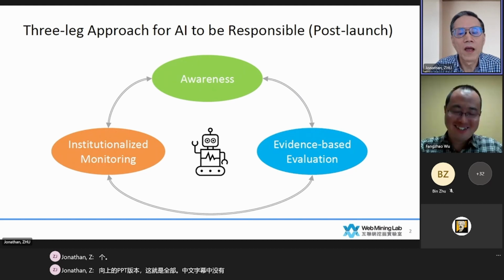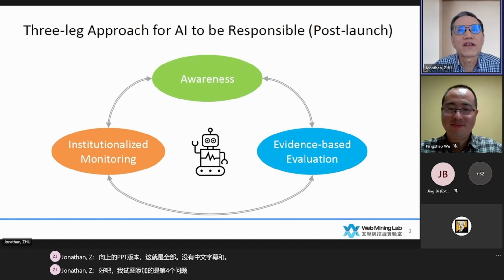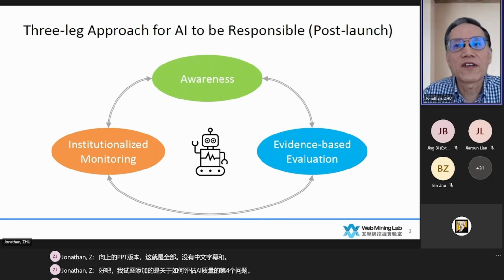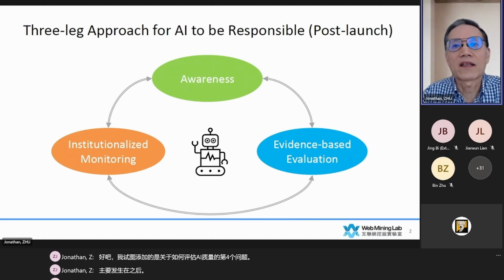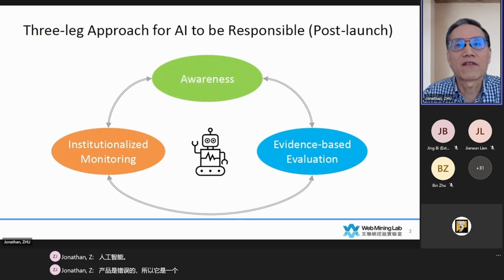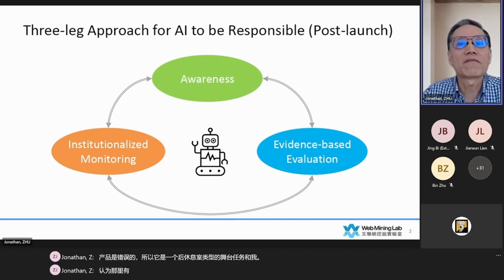And well, what I try to add is the fourth question on how to evaluate the quality of AI, which takes place largely after the AI product is launched. So it's a post-launch kind of stage task. And I think there should be three components or three legs in this process. First of all, awareness. Secondly, evaluation based on evidence. And finally, there should be a more systematic monitoring system.